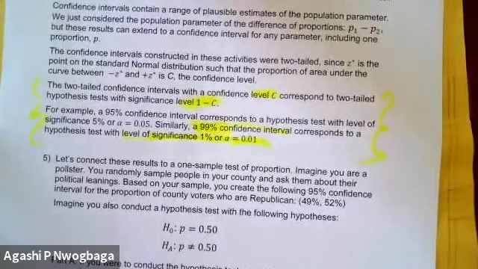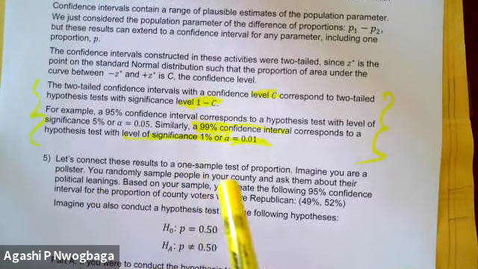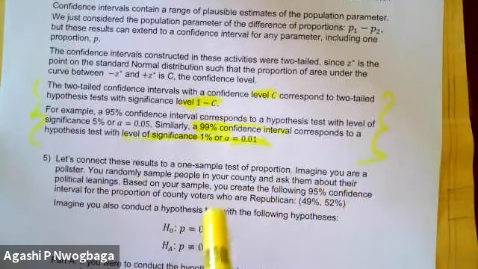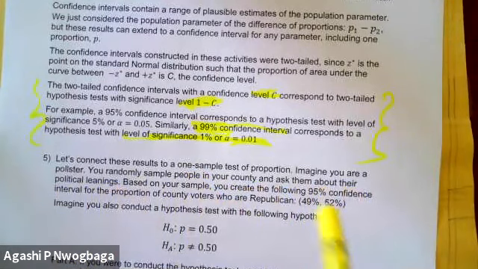Let's connect these results to a one-sample test of proportion. Imagine you are a pollster. You randomly sample people in their county and ask them about their political leanings. Based on your sample, you create the following 95% confidence interval for the proportion of county voters who are Republican, 49% to 52%. Imagine you also conduct a hypothesis test with the following hypotheses. Null hypothesis, P equals 0.50. Alternative hypothesis, P is not equal to 0.50.